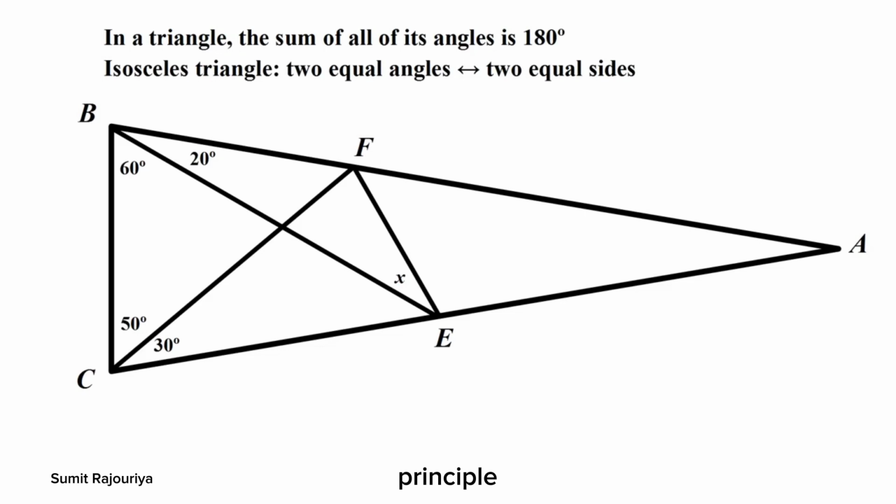The next principle is that in an isosceles triangle, we have 2 equal angles that are opposite 2 equal sides. If we have a triangle where we know there are 2 equal angles, we can conclude that the sides opposite those angles are equal to each other. Similarly, if all we know is that a triangle has 2 sides which are equal, we can then conclude that the angles opposite those sides are equal to each other.